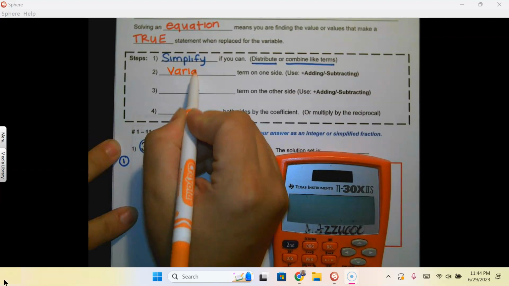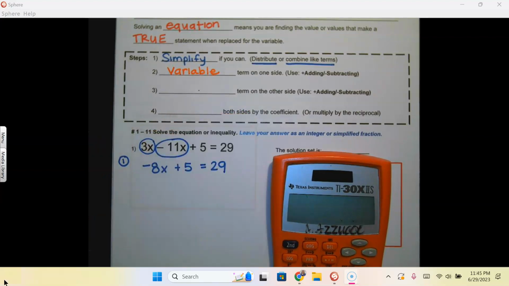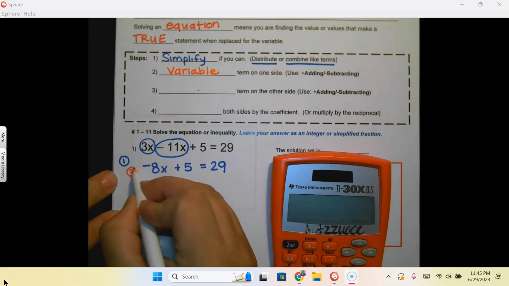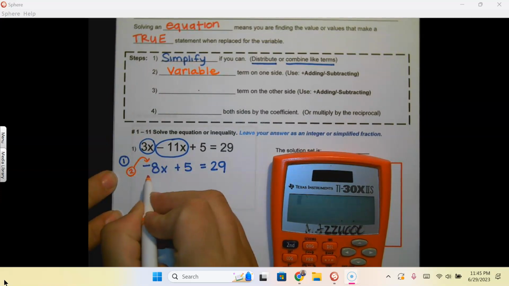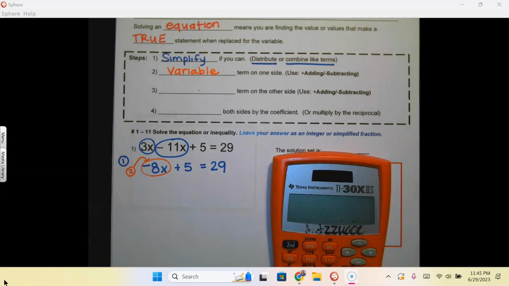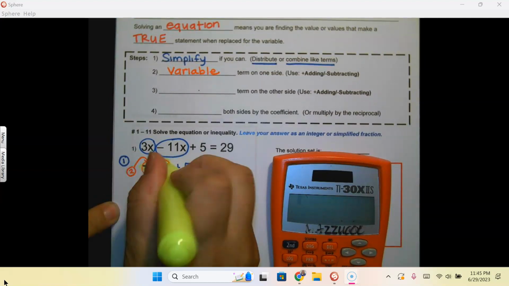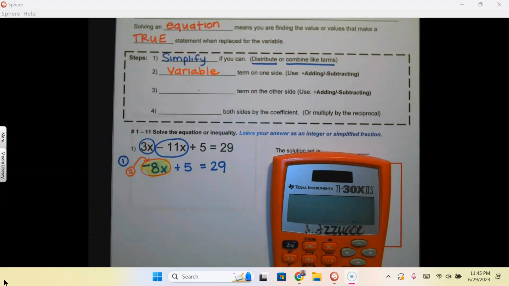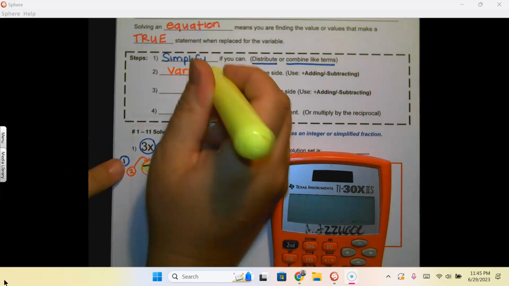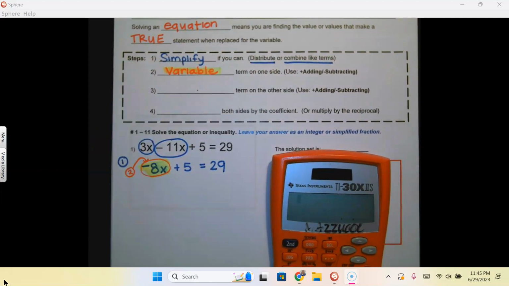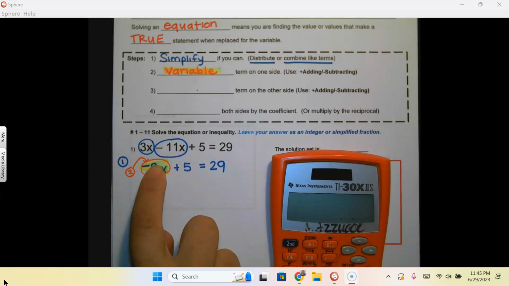The next step is we want to make sure that the variable term is on one side. So if we look at this example here, step 2, we have this variable here all alone on one of the sides of the equation. So I usually highlight, especially if solving equations is new for you, or it's a topic that's giving you issues, I always highlight to remind myself that I have one variable in the problem and the variable's on one side.